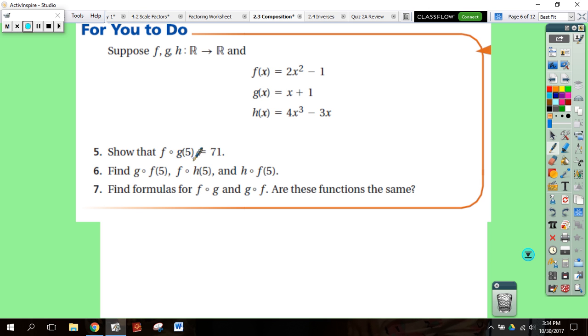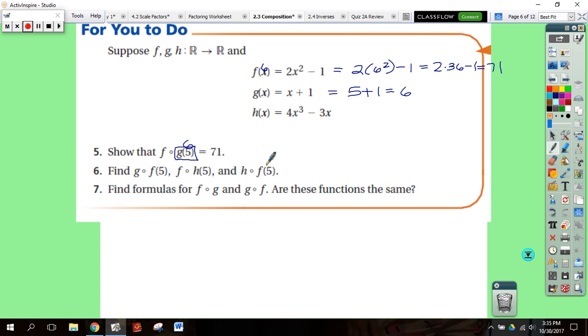So show that f of g of 5 is equal to 71. You're starting with g of 5, so you're going to take 5 and plug it into the g function. That would give you 5 plus 1, which is 6. And then you're going to take that output and plug it into the f function. So you would have f of 6, which is 2 times 6 squared minus 1. And remember, we do exponents before we do multiplication. So this would be 2 times 36 minus 1. 2 times 36 is 72. 72 minus 1 is 71. So that's all that's asking you to do, just verify.